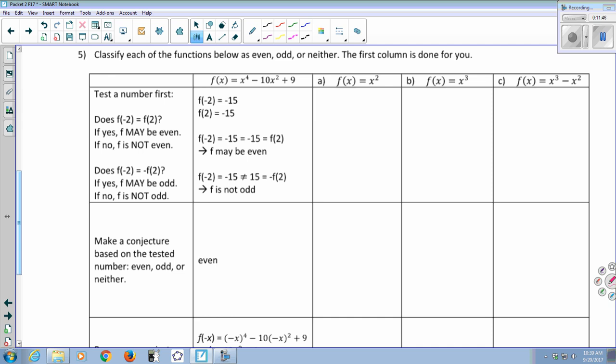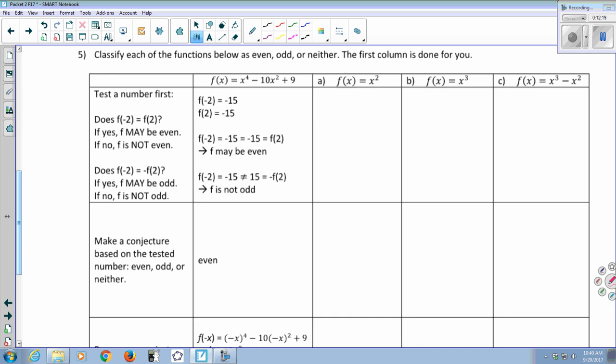Now, if you get that for opposite x values you get the same y value, then f may be even. And if you don't get the same y value, then it's definitely not. You can conclude that. And if you plug in opposite x values and you get opposite y values, then f may be odd. And if they're not opposite y values, then it's not odd. All right, so you can read this first one on your own. I'll do the second one with you.